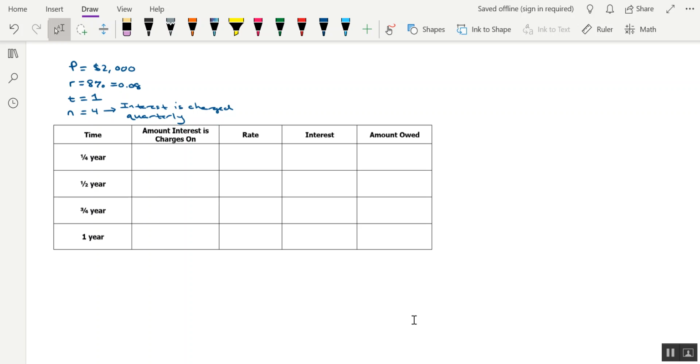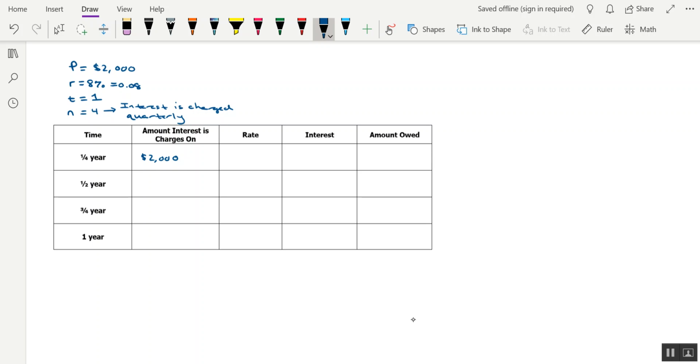So let's say that the first quarter of the year has gone by. I'm going to see the first hit of interest on the account, and the amount that the interest is charged on is the principal of $2,000. Now the rate, this is where it kind of gets interesting.